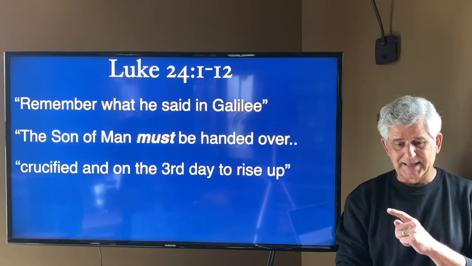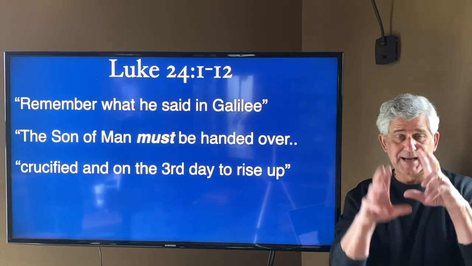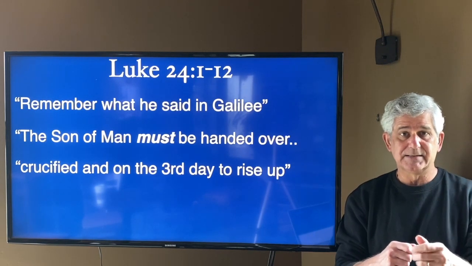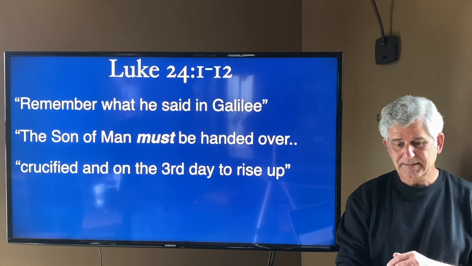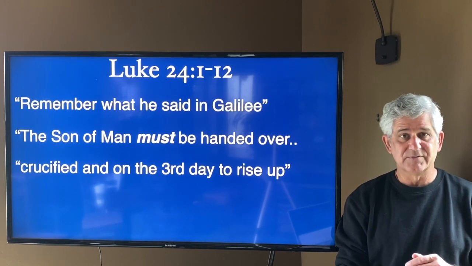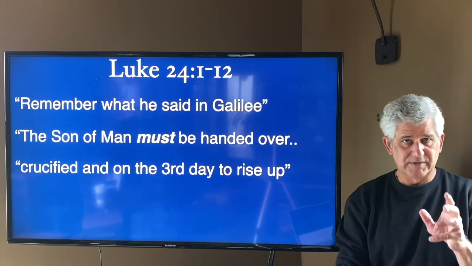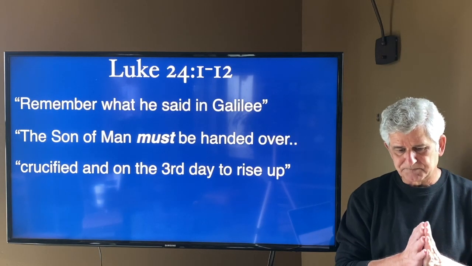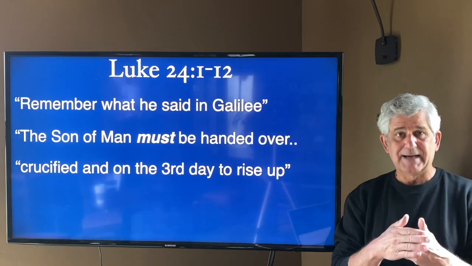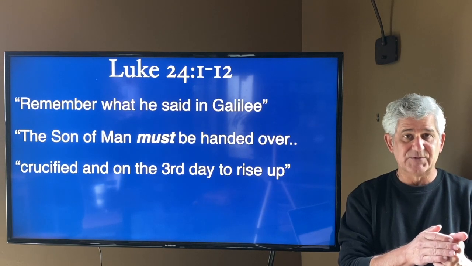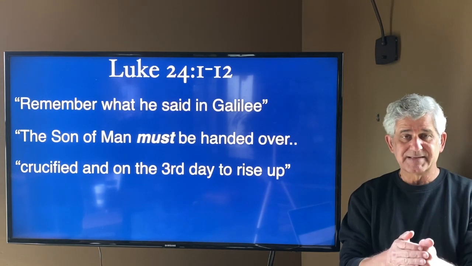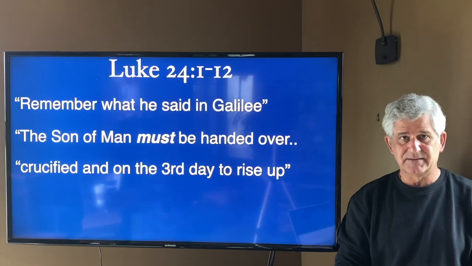Jesus had told them in Galilee he'd be handed over. The word handed over is sometimes translated betrayed, that he would be crucified, and on the third day to rise up. So all of this has already been told to them. The third day would be counting Friday. So Jesus is killed on Friday, that's the first day. And then Saturday is the second day, Sunday is the third day.